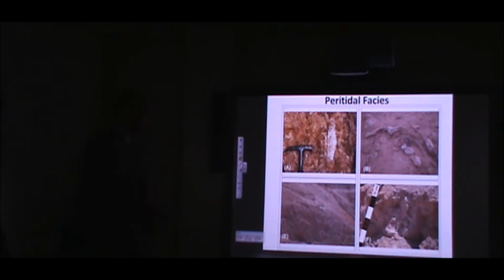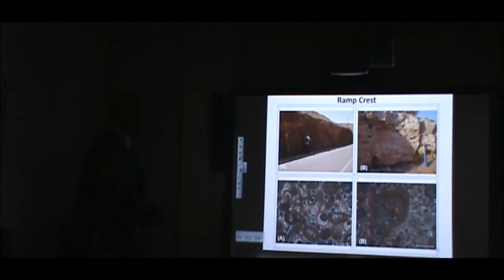Here are examples and field photographs for the peritidal facies. This is the swallowtail selenitic gypsum. This is the stromatolites, shale, and sandstone. These are the peritidal facies. The ramp crest facies, this is oolitic, and here we have the oolitic lithoforms.